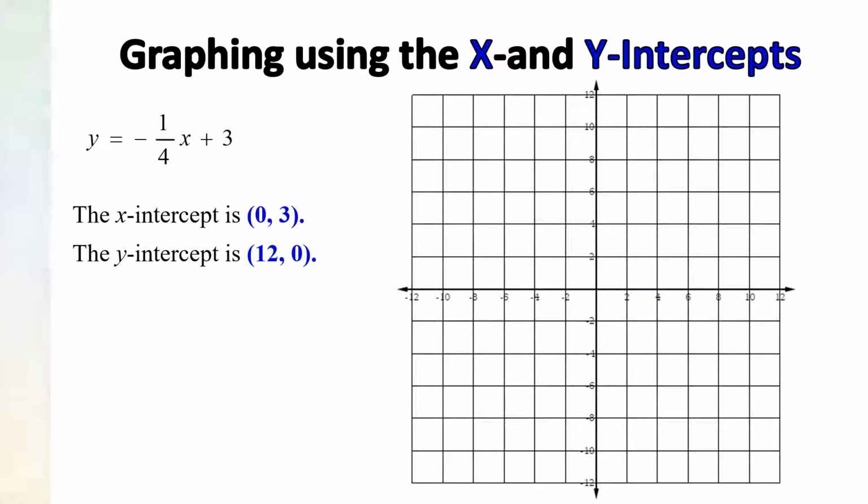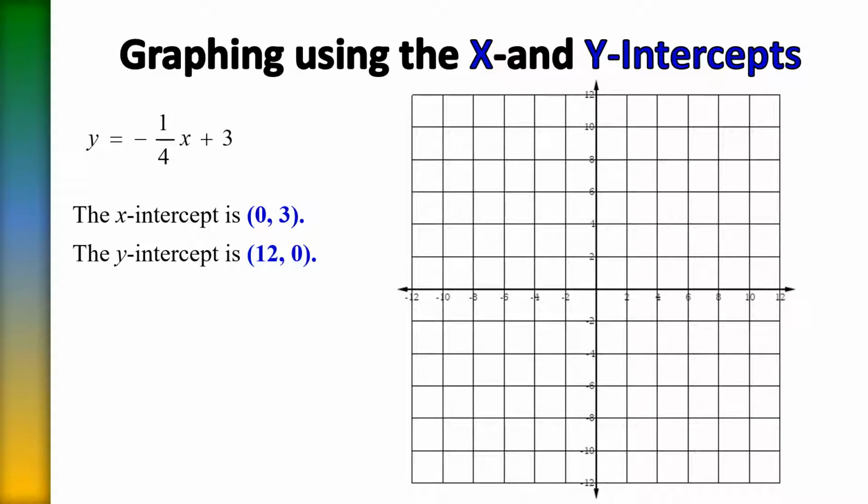Okay, we're ready to plot our points. Notice our graph is in tick marks of 2's. So let's get started. Our first point is 0 and up 3. The next point is over 12 and stay at 0. Line your ruler up and draw a line through the 2 points.